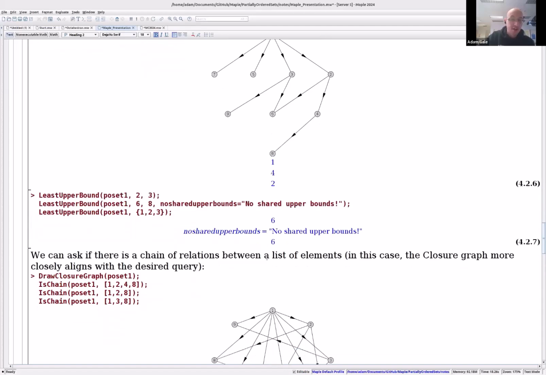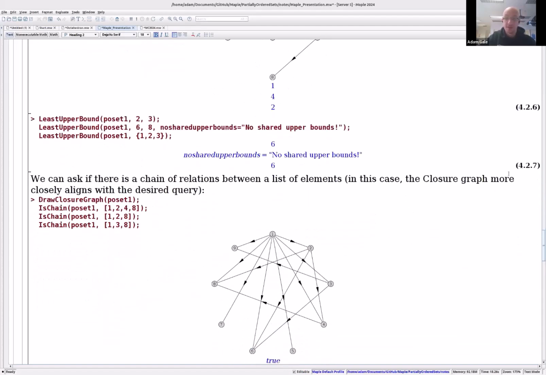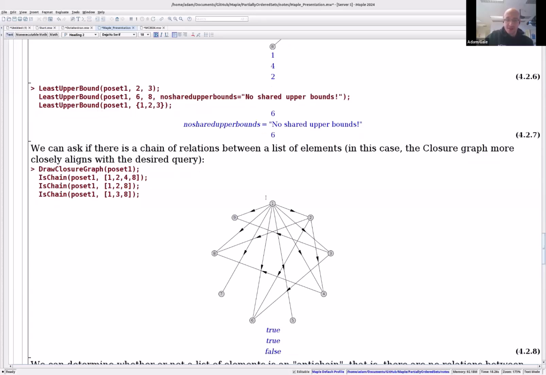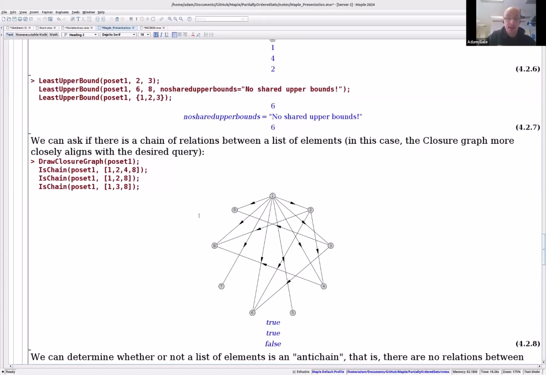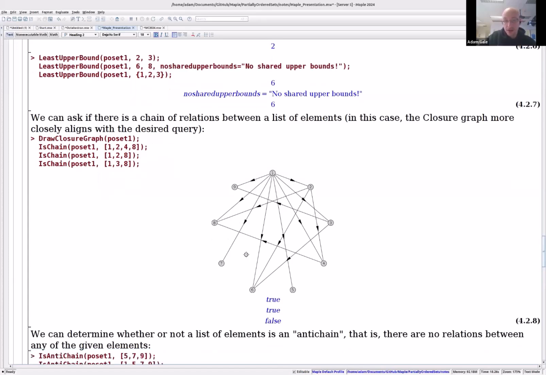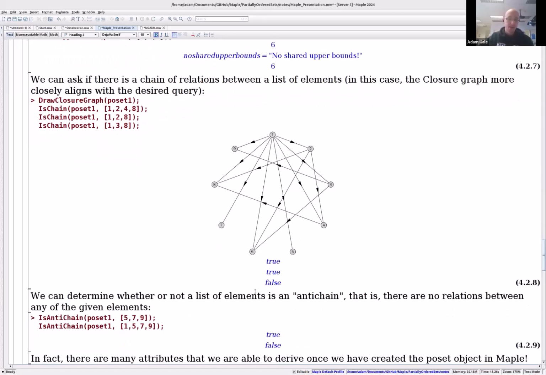We can ask if there is a chain of relations between a list of elements. In this case, the closure graph more closely aligns with the desired query. We can ask if there's a chain between 1, 2, 4, and 8. In this case, we can visually see 1, 2, 8. Same goes for 1, 2, and 8. But when we query for 1, 3, and 8, we can see that there is no connection between 1, 3, and 8, so we return false.